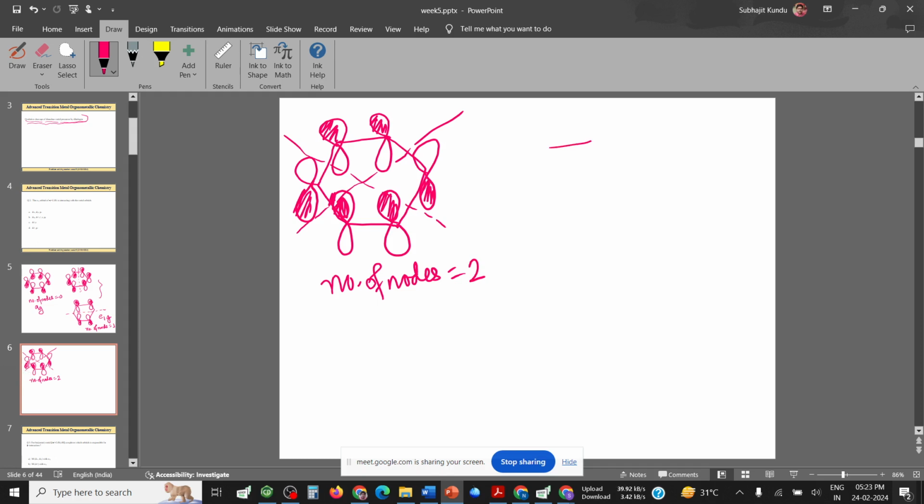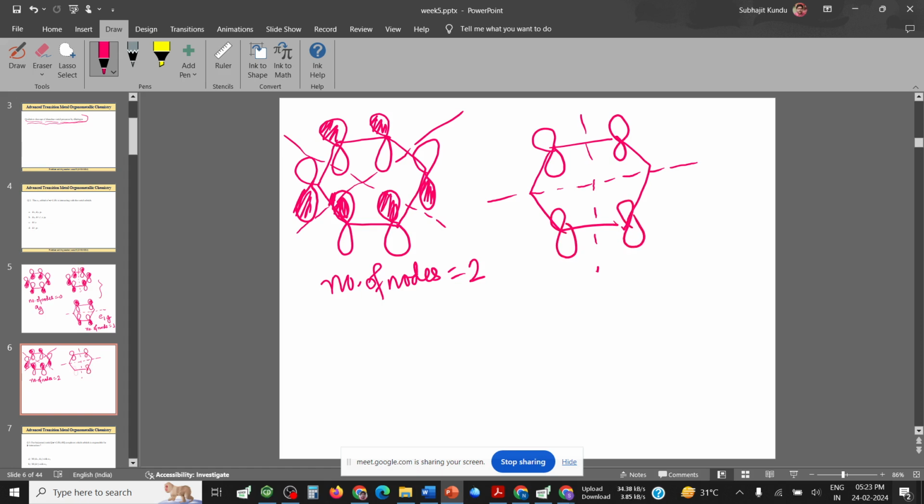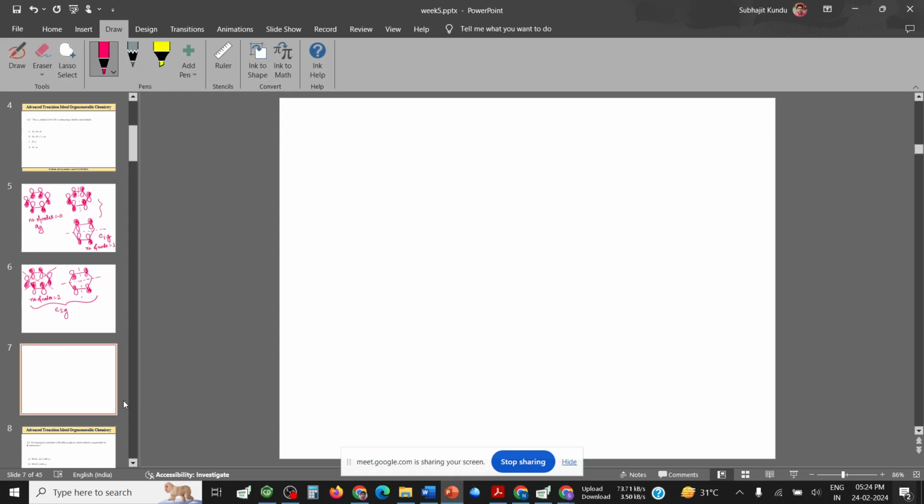Another combination is this one and this one. One is through the atom and another is through the bond. This is the other combination. Here also we have the two sets of orbitals which have the number of nodes equal to 2. So we are calling it E2G for one set. Now for the last, that is, having the 3 nodes.